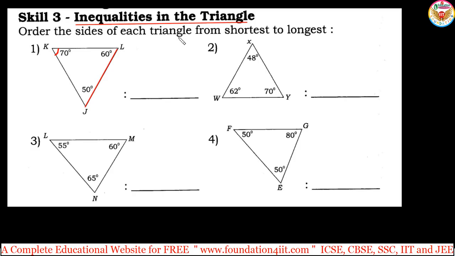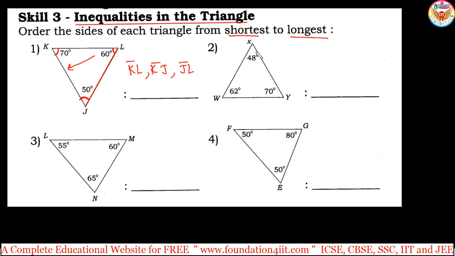So the order of the sides in each triangle from shortest to longest: the smallest angle is 50 degrees. So the side opposite 50 degrees is KL. KL is the shortest. Next after 50 is 60. Opposite 60 is this, KJ. Next, opposite 70 is JL. Okay, this is the property. Shortest to longest, so small angle to large.